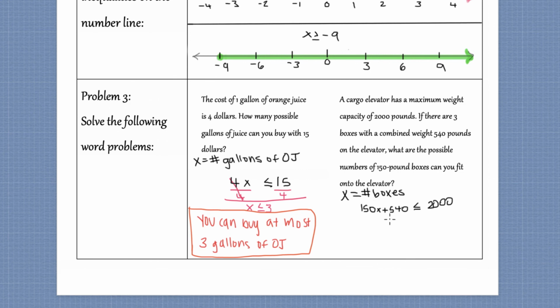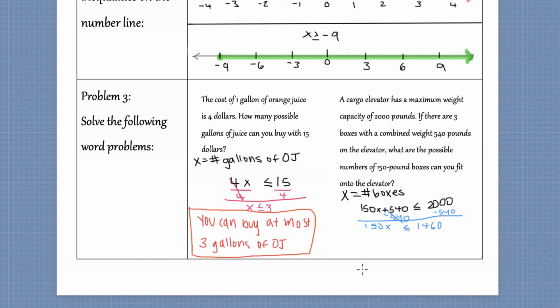So the first thing we're going to do is subtract 540 from both sides to get rid of the 540 right here and get the x term alone. So that's going to leave us with 150x, since 540 minus 540 is just going to cancel out. And that's going to be less than or equal to 2,000 minus 540, which is 1,460.